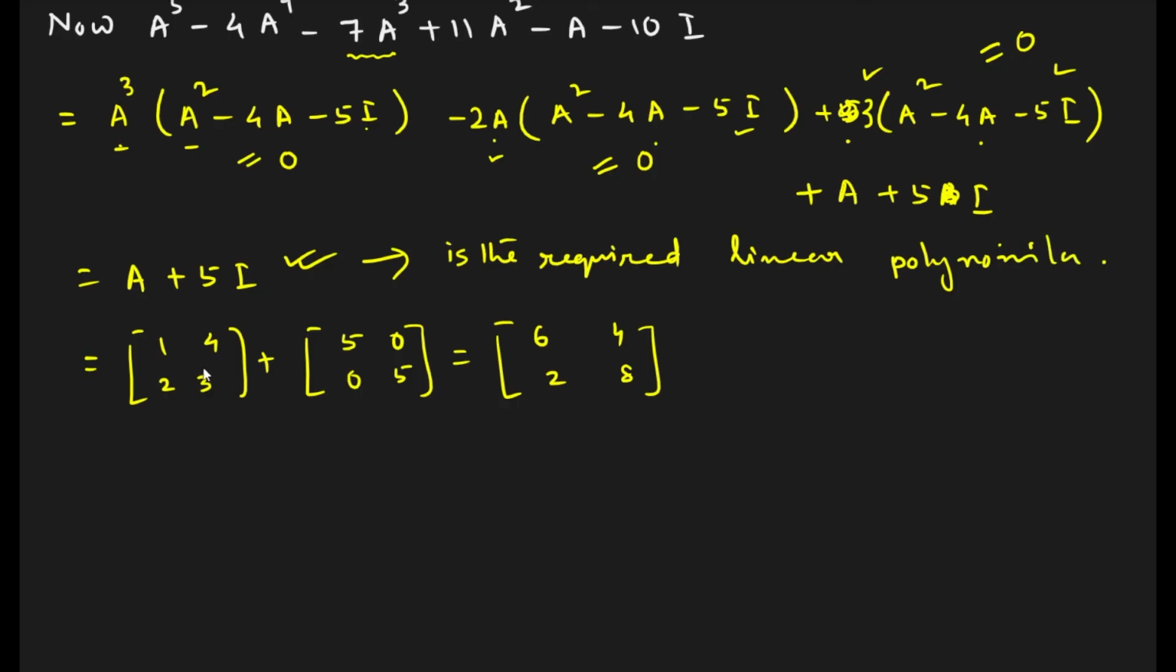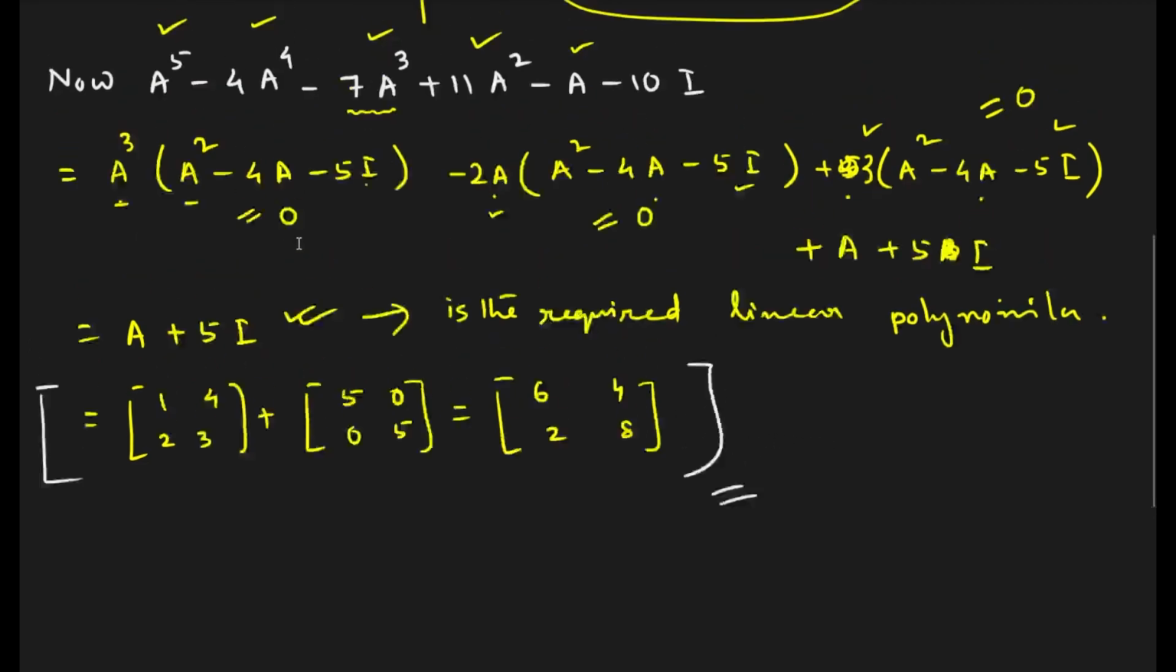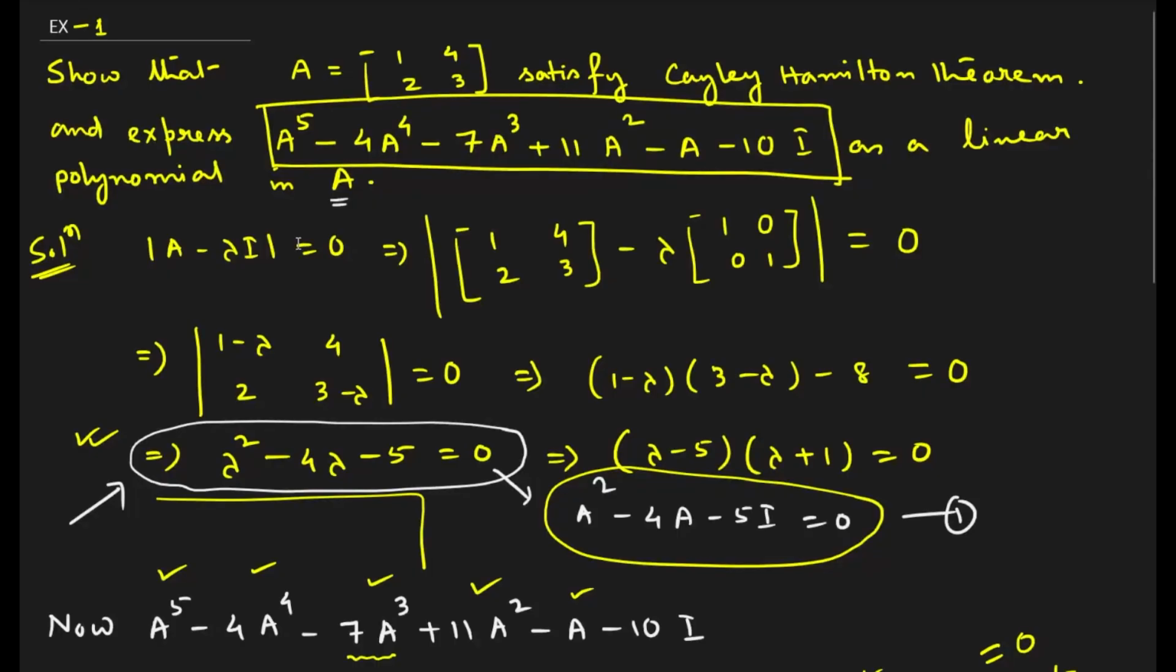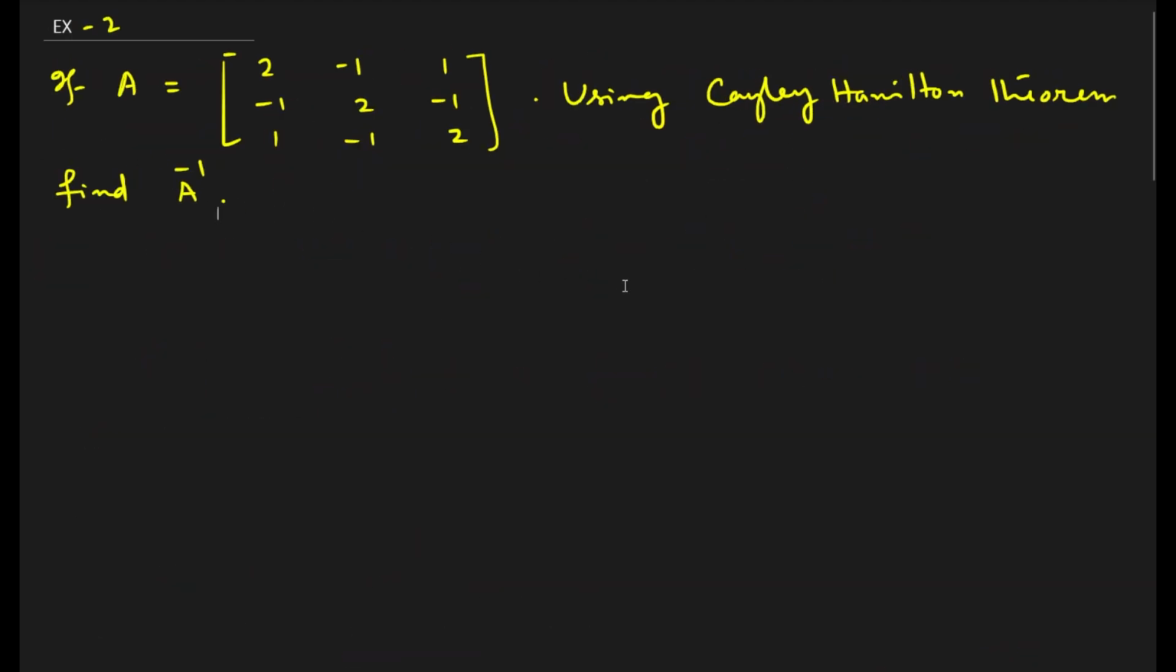Okay, required polynomial. So this is not needed. I just showed what matrix we are getting. Here we took a matrix, first verified that the Cayley Hamilton theorem holds, and then expressed this particular expression in terms of A. Let us take one more different type of problem.